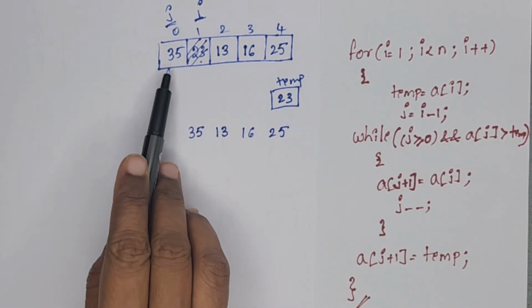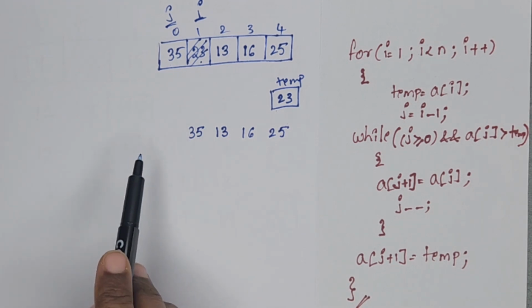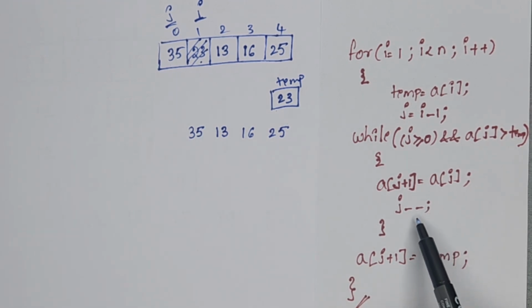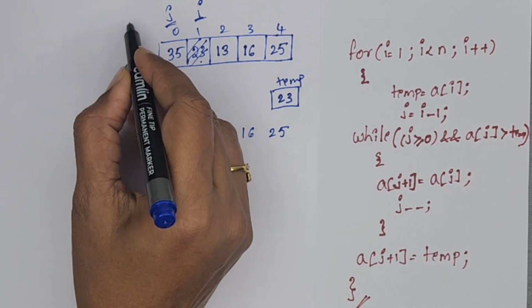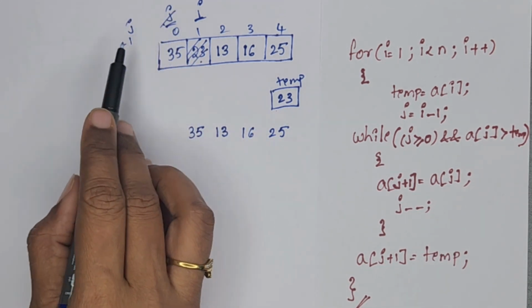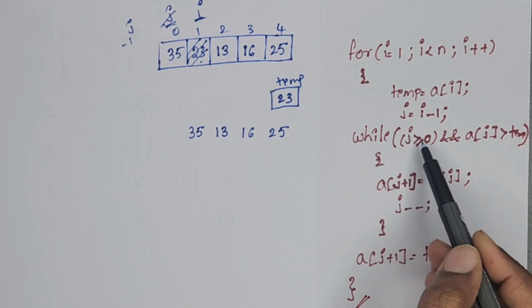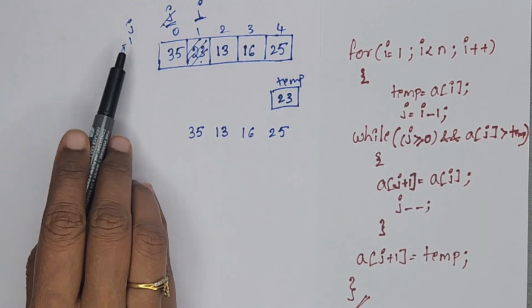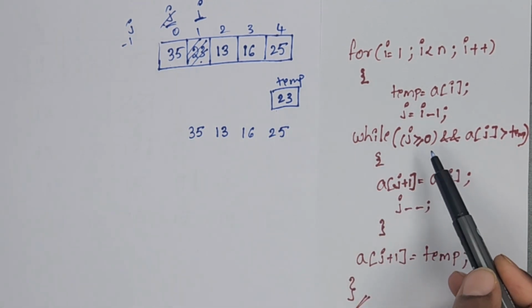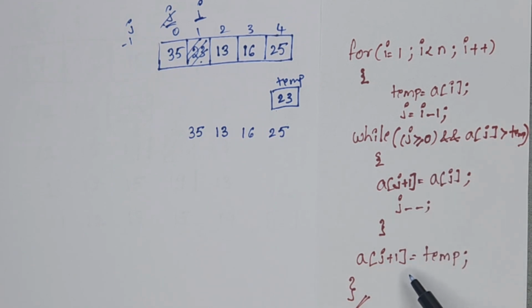So in this place we have to assign 35. Next, after this j is decremented by 1. Now j becomes minus 1. Okay, 0 minus 1 is minus 1. Again it will check the condition one more time. Now, is j greater than or equal to 0? No, so it will simply exit from this while loop.